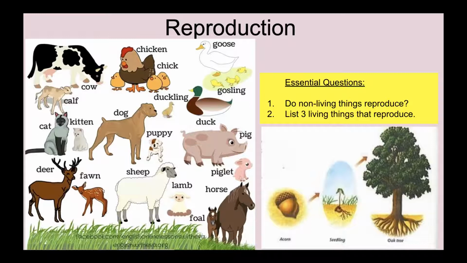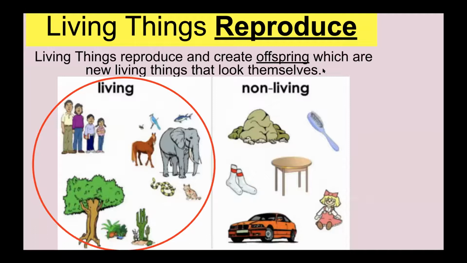That adult tree will then produce more seeds, and then the whole life cycle will continue again. So an acorn is just a seed. And again, we know that seeds can turn into other plants and trees. So plants and animals reproduce. They can make more of themselves. So we know that living things reproduce, and we know that they can create offspring, and offspring again are just new living things that look like those adults.